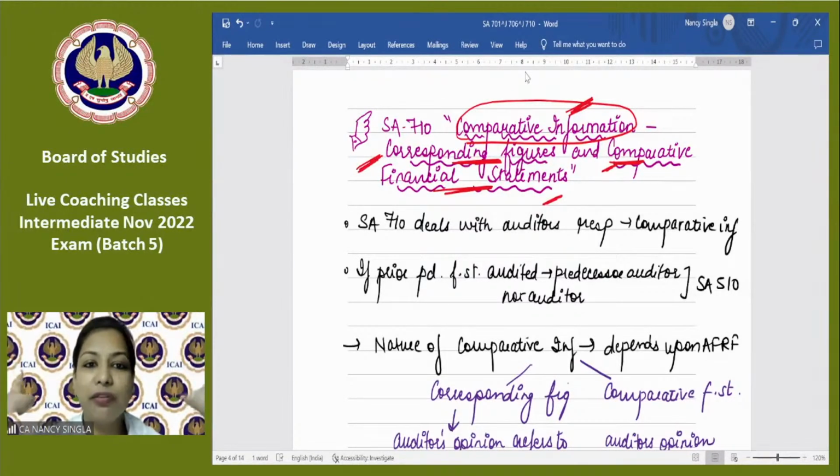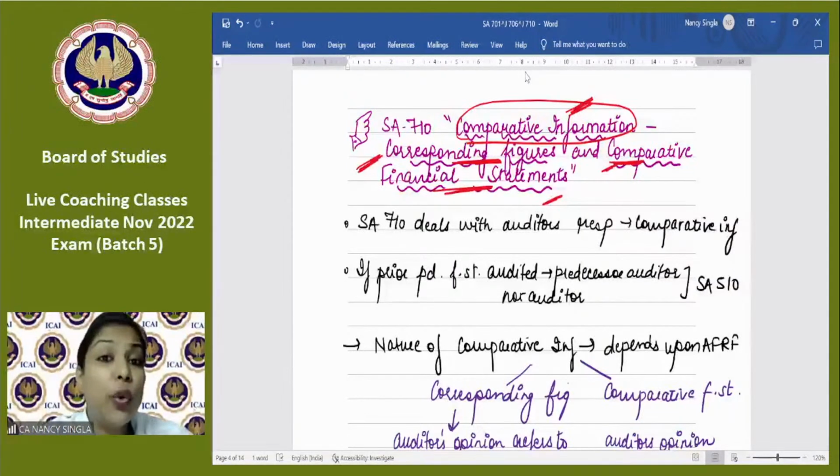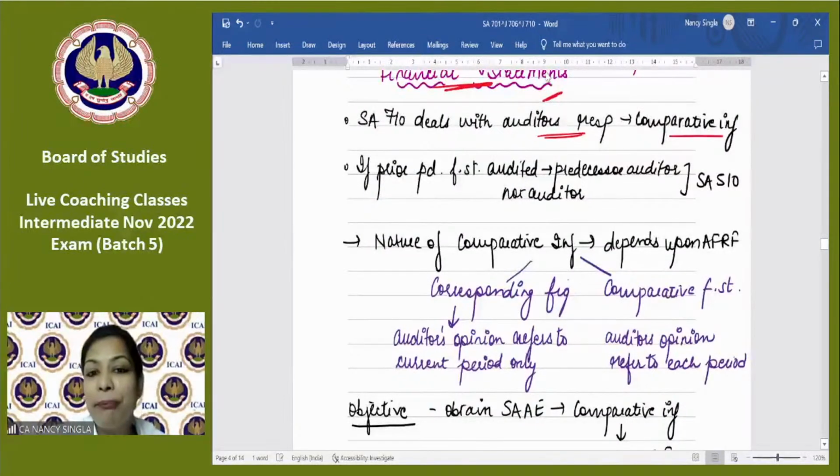अभी we are discussing comparative information, which I have told you means when the auditor is conducting the audit of, let's say, financial year 2021, and along with the figures of financial year 2021, financial figures of prior periods, one or more prior periods, let's say 1920 and 1819, are also mentioned. So comparative information हो गया. So in that case, what is the responsibility of the auditor? Is he going to give his opinion only on the year 2021 या पहले वाले figures पे भी? So this is all that we are going to discuss in this SA 710. ठीक है? So SA 710 deals with the auditor's responsibility with respect to comparative information.